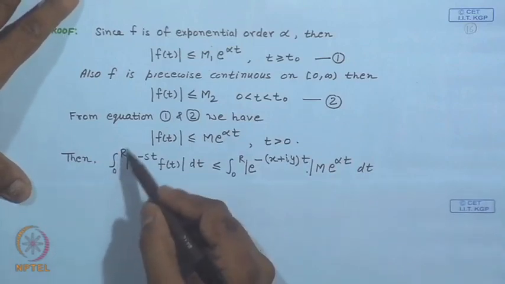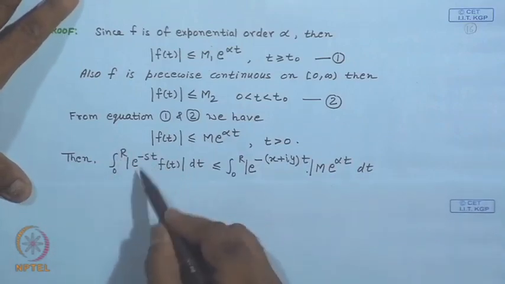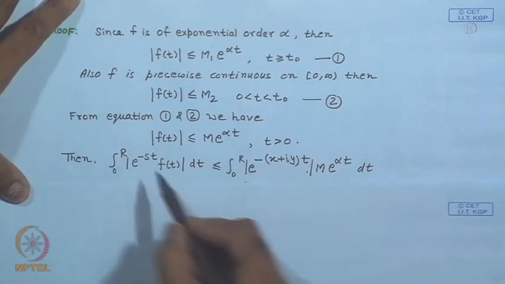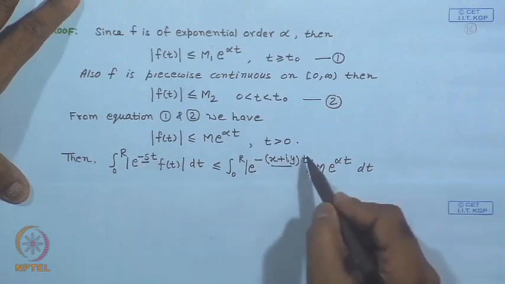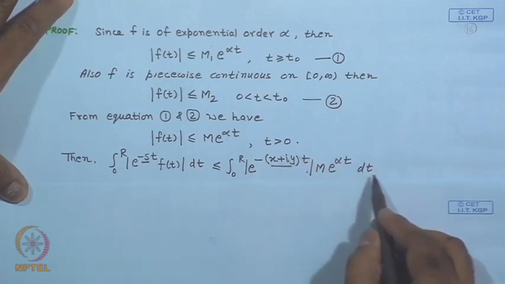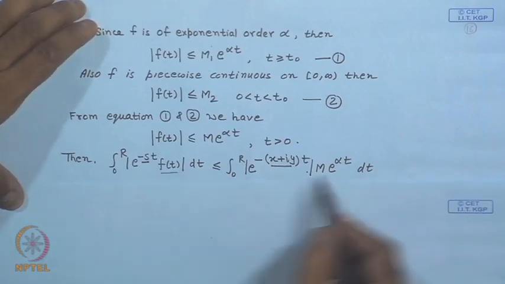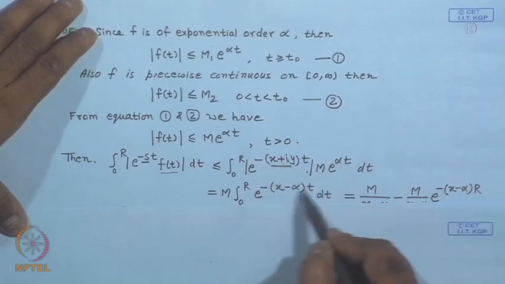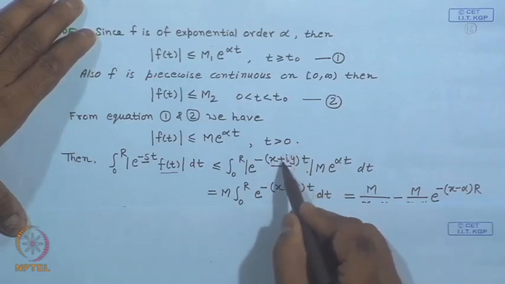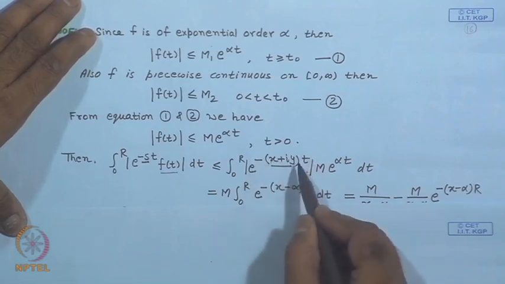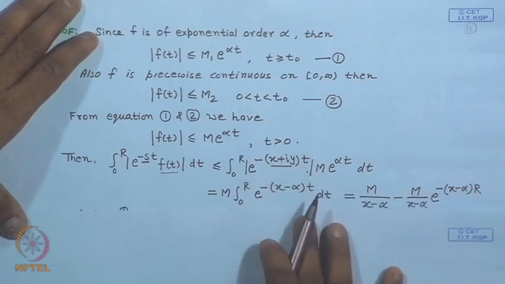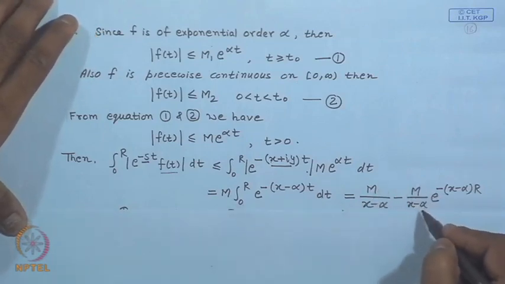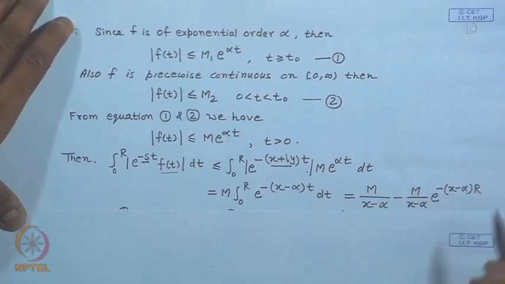So, now let us take a look at the integral from 0 to R of |e^(-st) f(t)| dt, and this is bounded by the integral from 0 to R of |e^(-(x + iy)t)| M e^(alpha t) dt, taking s = x + iy. That is bounded by M times e^(-(x - alpha)t) and |e^(-iyt)|, whose absolute value is 1, and then this integral we have M over (x - alpha) minus M over (x - alpha) e^(-(x - alpha)R).